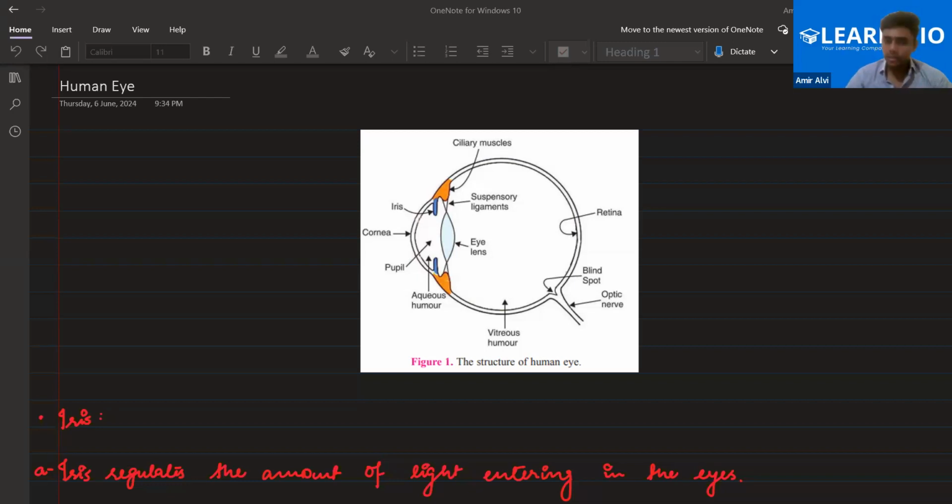So now let's discuss the eye part. First of all, look, this is the well-labeled diagram of the human eye. This could be a question in a school exam: draw a well-labeled diagram of the human eye, marking all the parts of the eye.